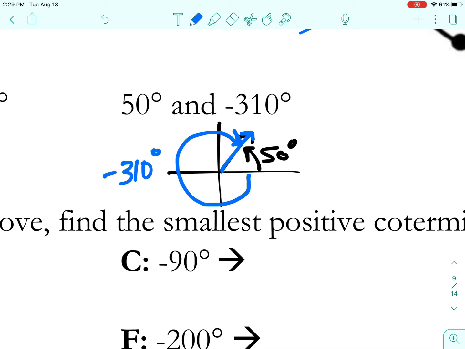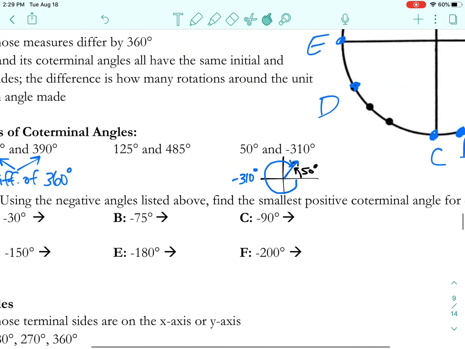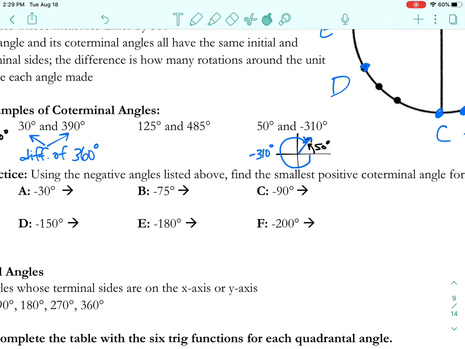So you can sketch these. Just remember that we're going counterclockwise for positive angles, and we start at 0, but we go backwards for negative angles. So there's an image that goes with all of those. And the difference between these two angles is, again, 360 degrees.